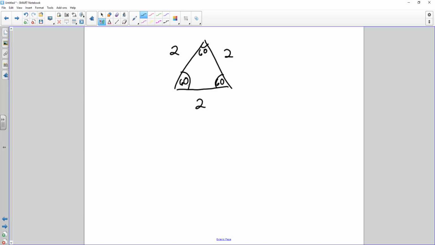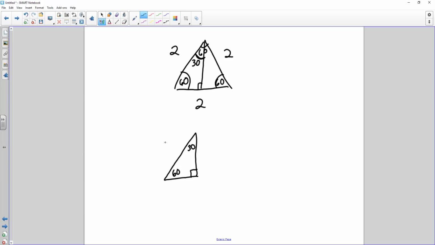Pretty much right now I have all the sides and all the angles. But if I cut this in half and drop this down to make a 90 degree angle, then that means now I have 30 degrees right here. So I'm going to redraw that, just half, a little bigger. So here's my 90, 30, and 60.